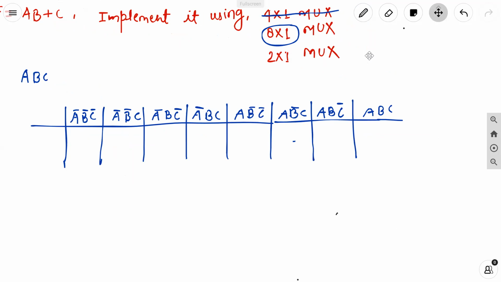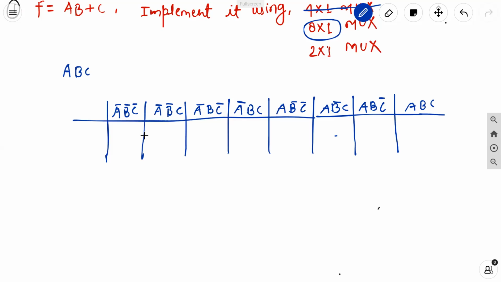Now the point is how to select the index values. So this is your 0, this is 1, 2, 3, 4, 5, 6, and 7. There is no other row present here. Only one row is available from 0 to 7. All the combinations are covered.